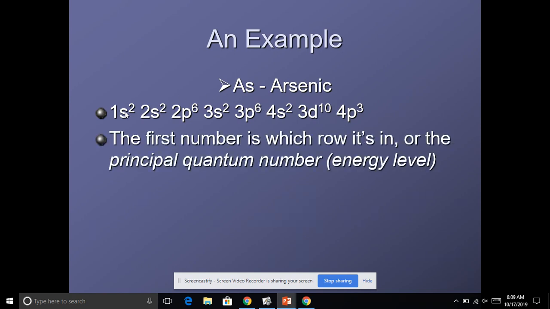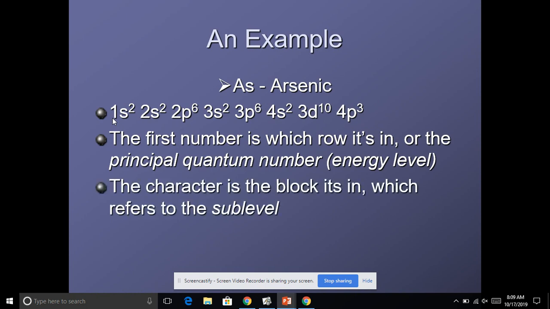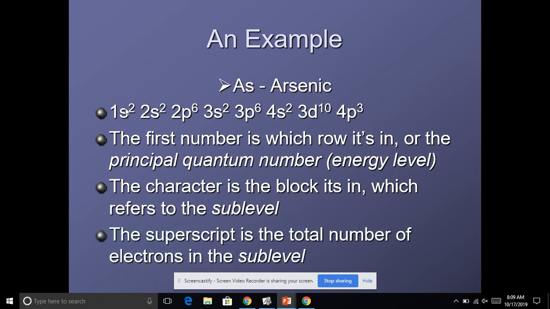The first number, the 1, is the row it's in, or the principal quantum number or energy level. That's kind of what I went over just a minute ago. The character, which is the letter, is the block it's in, which refers to its sublevel. Then the superscript, this exponent right here, is the total number of electrons in the sublevel, right? I went all the way through the 1s sublevel, so there were 2 electrons in that, because I went across 2 elements. Same thing with 2s, 2p. All these are the electrons that are added each time you move across the periodic table.